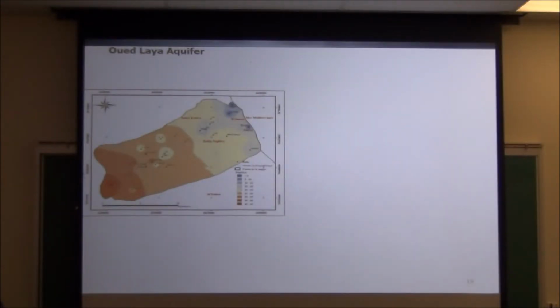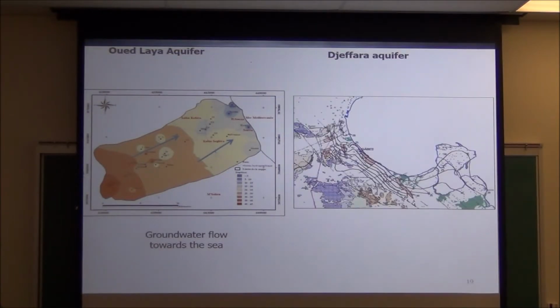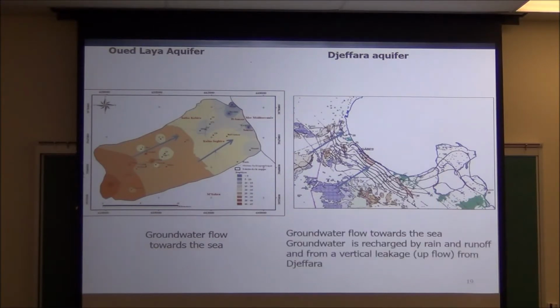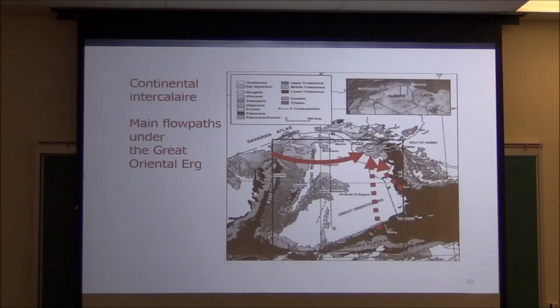For the Sus aquifer or Wedleya aquifer, we have the main flow from the southwest to the northeast toward the sea. The same case in the northern Jafara aquifer, where we have this flow toward the sea, and the groundwater is recharged by the runoff, and also from vertical upflow leakage from the Jafara aquifer and also from the continental intercalaire.